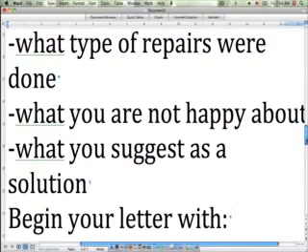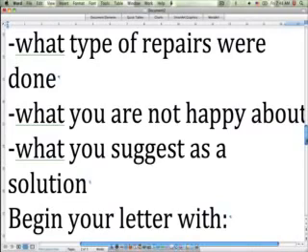Okay, so we are writing a letter of complaint today. A construction company has done a poor job at our house, and we are going to include these three small pieces of information. So what kind of repairs were done, what we are not happy about, and what we suggest as a solution.